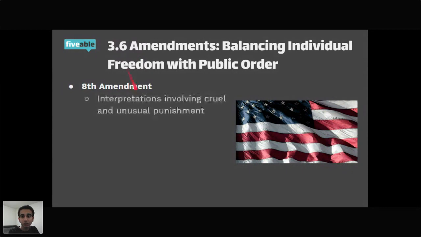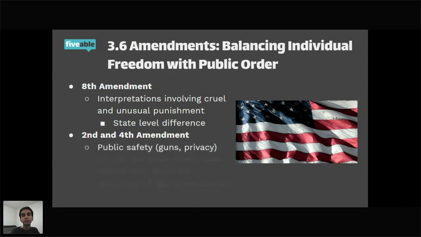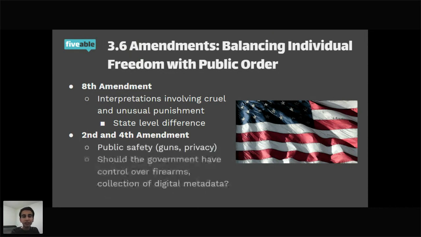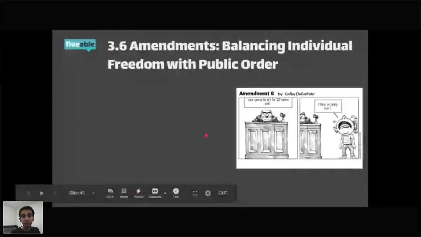The two examples that we're going to talk about first include the Eighth Amendment. The Eighth Amendment has interpretations involving cruel and unusual punishment. There's a difference at the state level in terms of who supports that and who doesn't. In terms of the Second and Fourth Amendment, there is public safety in terms of guns and privacy, and then should the government have control over firearms and the collection of warlike data. After 9/11, the government has the authority through several pieces of legislation to collect a lot more of our technological data than before. So again, that's just something to consider with the Second and Fourth Amendment. We're going to talk about that in a little more detail in just a minute.